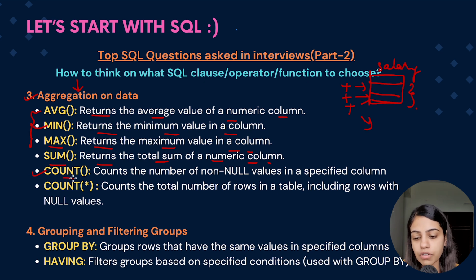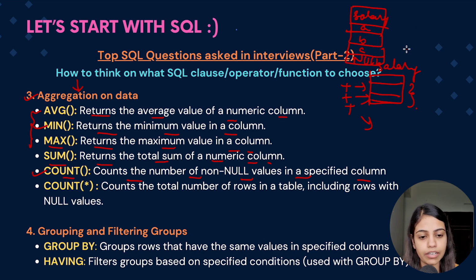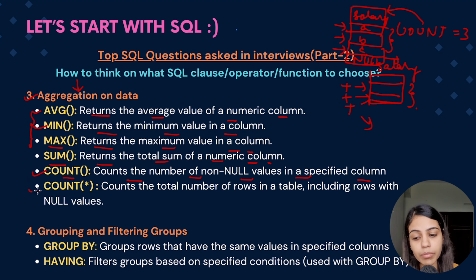Now coming to count. Count counts the number of non-null values in a specified column. Consider there is a salary column which has some values A, B, C, and one value is null because there is no value. Count will count the number of rows, but it excludes the null value. So whenever I perform count on the salary column, it will give me the output as 3, because it counts the number of rows having non-null values. Now coming to count star. Count star counts the total number of rows in a table, including the rows with null values. So if I use count star, it will count all the rows.